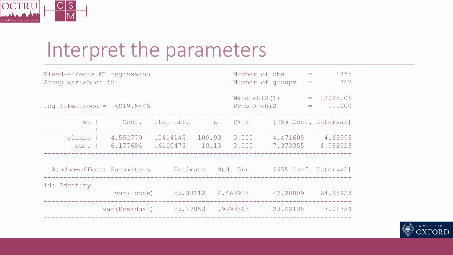The fixed part now gives us an estimate for the average weight at the earliest clinic visit, the constant, and an estimate of how this changes at every visit. The random part gives us an estimate of the between individual variability for the intercept, the constant, and the residual variability, just as we did before. Now, with the more realistic estimates for the fixed part of the model, we do see a significant reduction in the residual error variance.